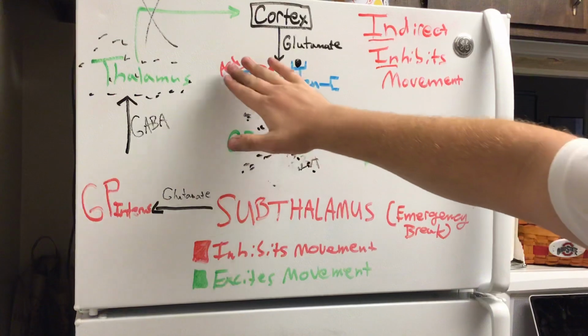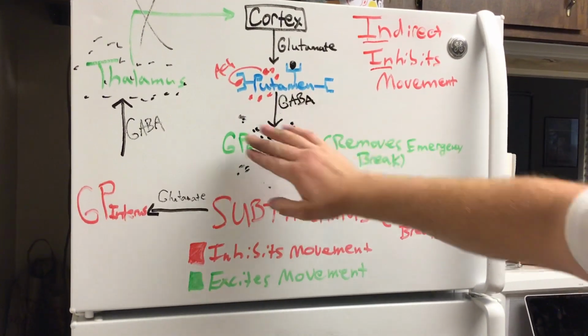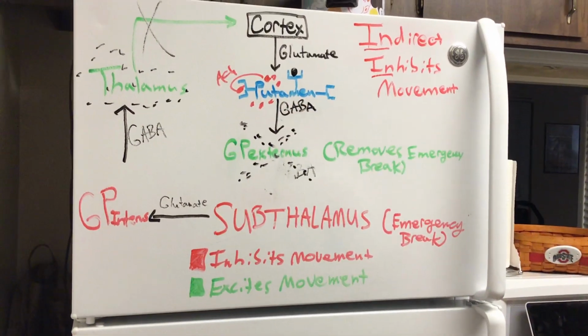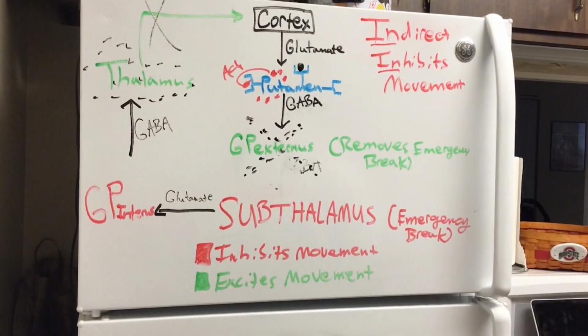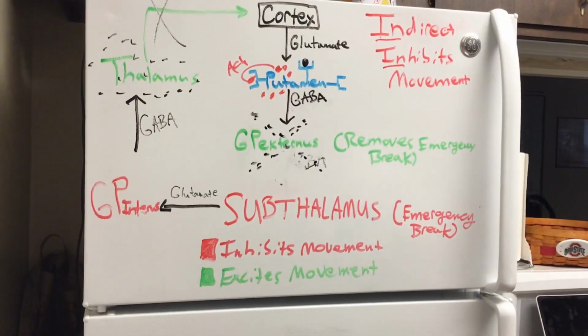And by releasing acetylcholine, it allows the putamen to release GABA, and it knocks out this player, allowing the subthalamus, boom, that emergency brake to get thrown into place. And boom, it allows the globus pallidus internus to get going, and boom, to take out the thalamus, therefore we don't get movement.